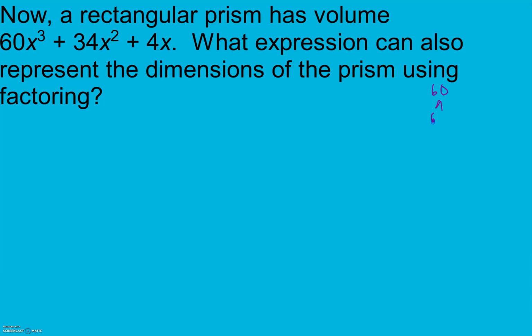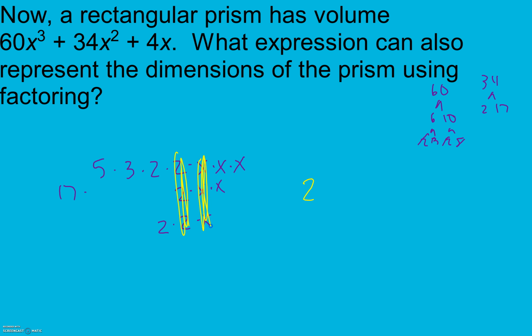60 is 6 times 10, 2 times 3, and 2 times 5. So here I have 2 times 2 times 3 times 5. And I have 3 x's, x cubed. 34 is 2 times 17, and 17 is prime. So 2 times 17 and 2 x's. 4 is 2 times 2 times x. So if we look here, our greatest common factor is 2x.